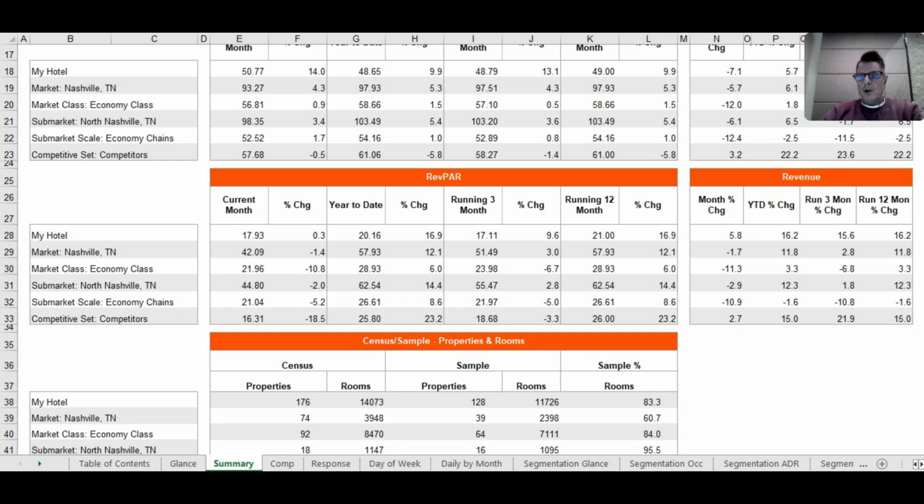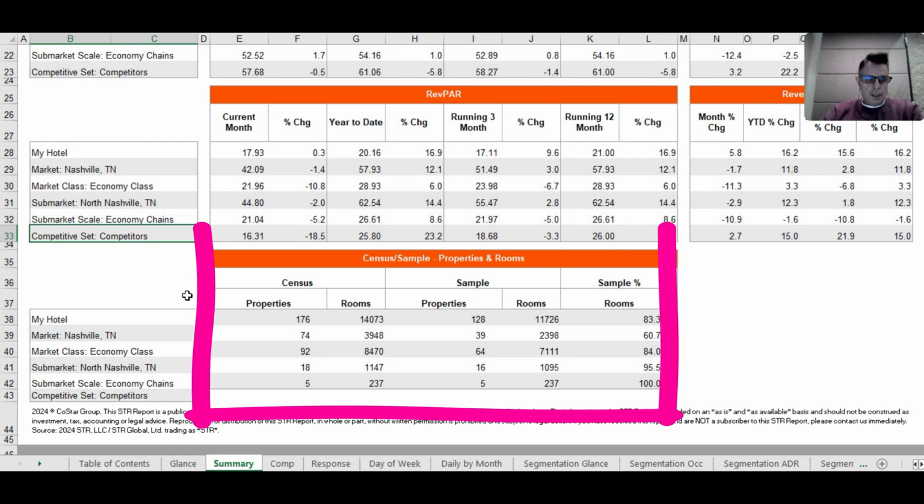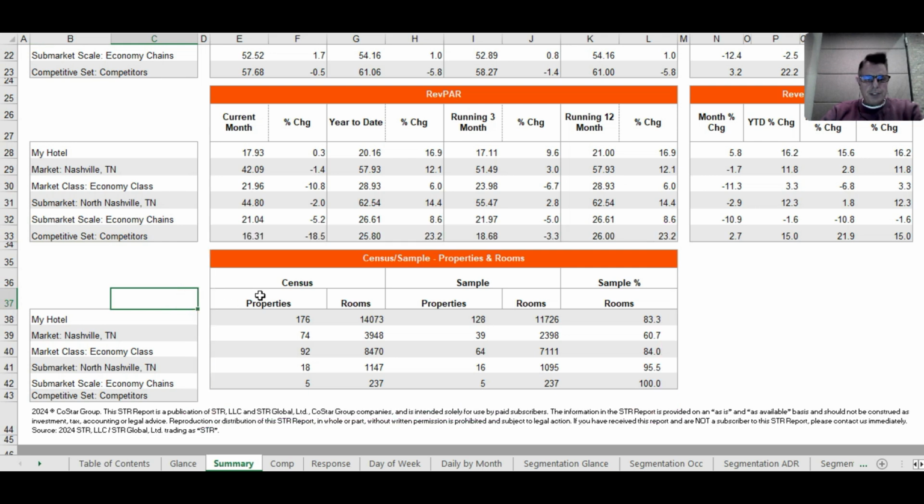And the last area I want to go over here is this census at the very bottom. This census breaks it down into a census and a sample. Your census is all the properties in the city. The sample is the properties that report to STR. So you're being compared against the sample. Your property on all these tabs is being compared against anybody that reports to STR.